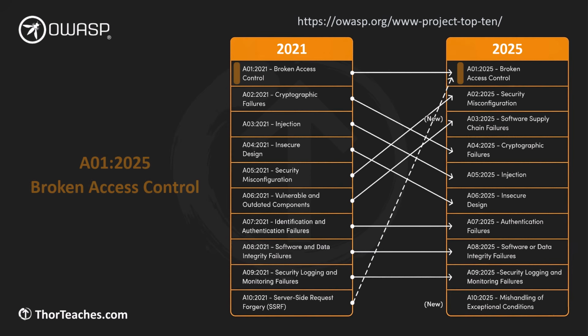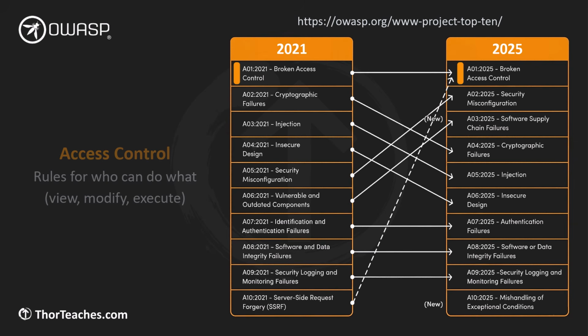We start with A1, and it hasn't moved. Broken access control is still sitting at the top, and for good reason. In the 2025 data, every single tested application had some form of access control problem. Not most of them. All of them. Access control is simply the rules for who can do what, who can see which records, who can change which settings, who can run which actions. When those rules are missing, weak, or implemented in the wrong place, you end up with people seeing and doing things they should never be able to.